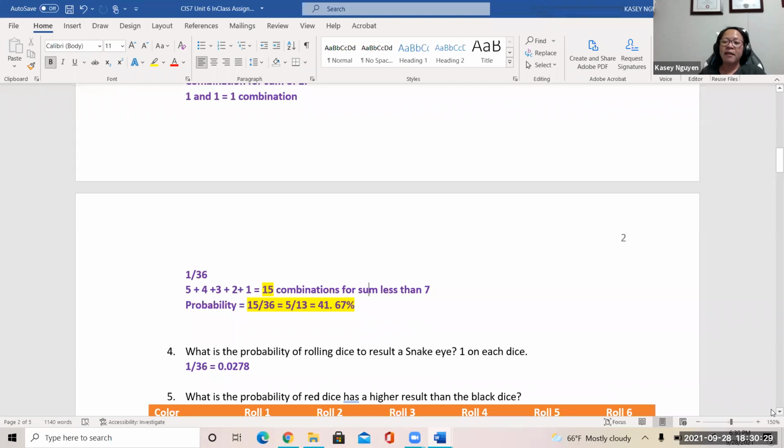So for exam and quiz in this class, likely you will get these type of questions on the next quiz and then your final exam. Okay, it will ask you for a certain probability of an event given certain scenario.